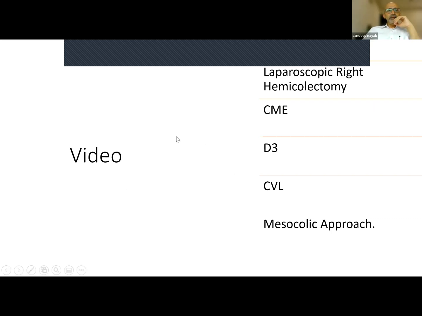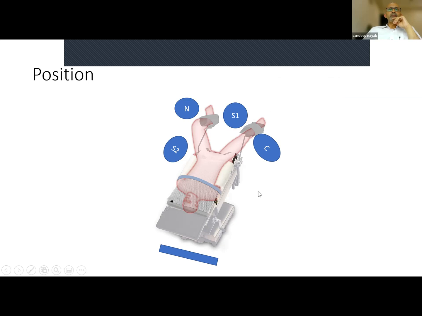So I will show a short video of right hemicolectomy, wherein I'll be talking about CME, D3, central vascular ligation in a mesocolic approach. Now, how do we perform? This is the position of the patient. Patient is in head down position. The cameraman stands to the left of the surgeon. Nursing staff is to the right of the surgeon. Surgeon stands in between the legs, and the second surgeon or assistant surgeon stands to the left of the patient. So this is the position.